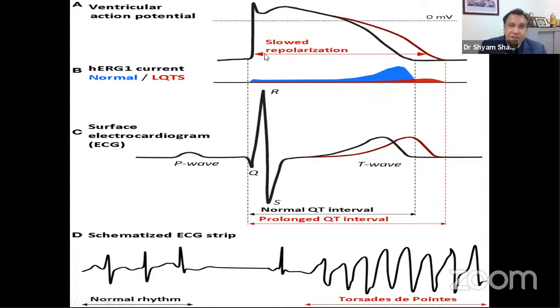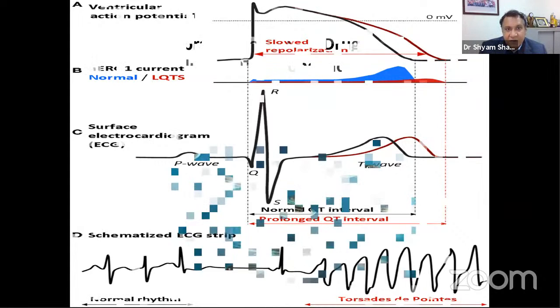In the ventricular action potential, you can see there's a slow repolarization with this red line. The normal is the blue, but in LQT you can see QT prolongation, actually this red one, which is delayed. And then you can also see the prolonged QT in the C, where you can find an increase in the QT, and then normal rhythm and torsade de pointes phenomena. And because of that, a lot of cardiac arrhythmia and deaths have been reported.